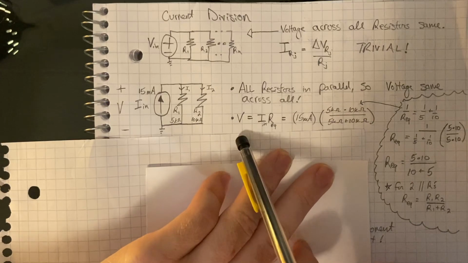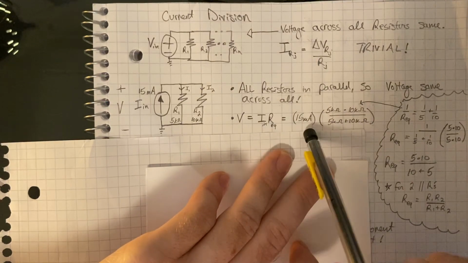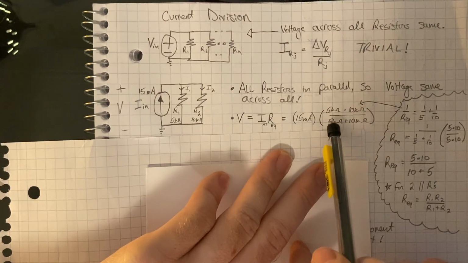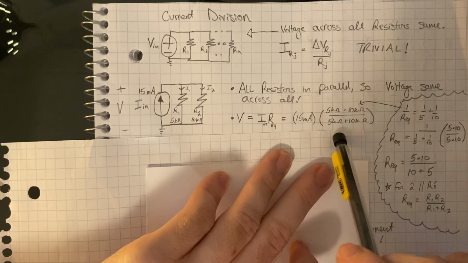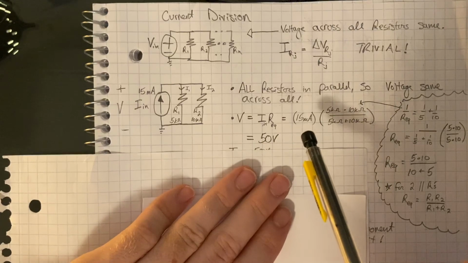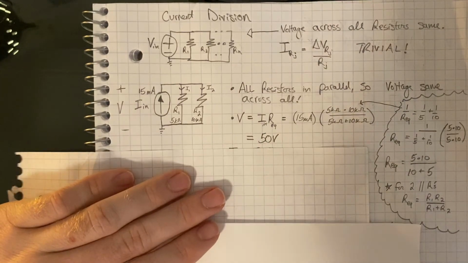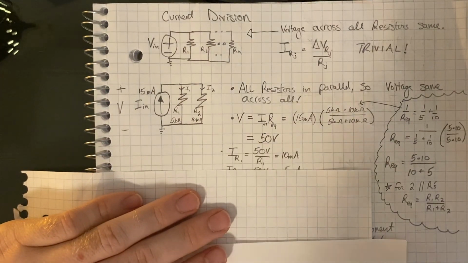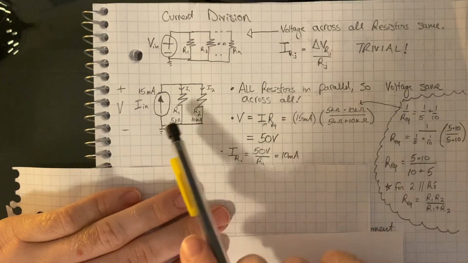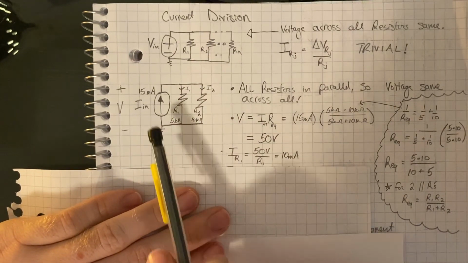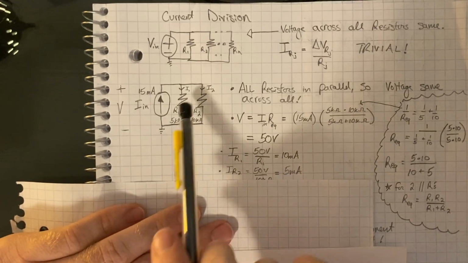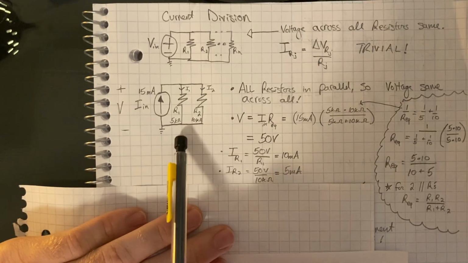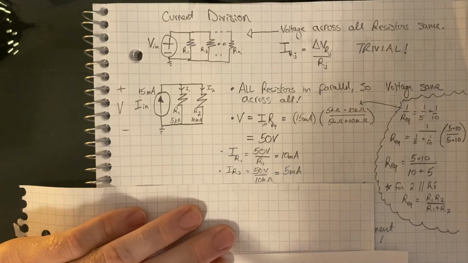We have V equals IR. I is 15 milliamps, R is 50 over 15, so these 15s will cancel and we're just left with 50 volts for the equivalent voltage. Now we can find the current through each resistor since we have V and R. The current through R1 is just 50 volts over 5 kilo ohms, which is 10 milliamps. Current through R2, 50 volts over 10 kilo ohms, is 5 milliamps.